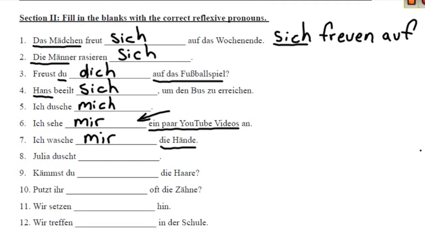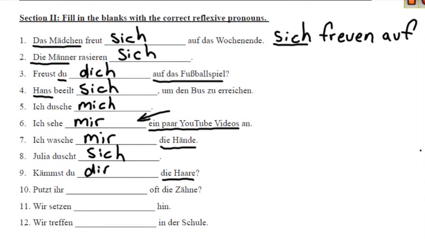It can be said, however, with the possessive. Julia duscht. Julia is showering herself and therefore sich. Kämmst du? Are you combing something, die Haare. And the same example that we had before with waschen, here we have die Haare as our direct object, so our indirect object is then our reflexive. Kämmst du dir die Haare? Are you combing your hair?